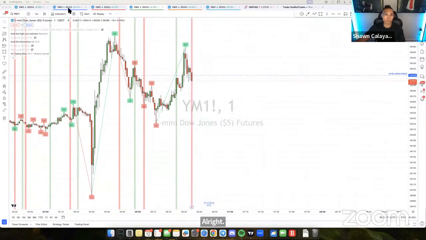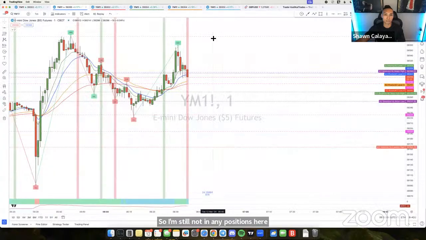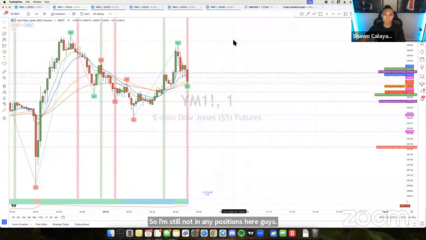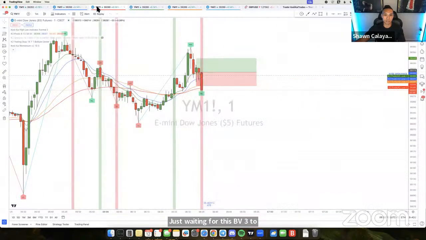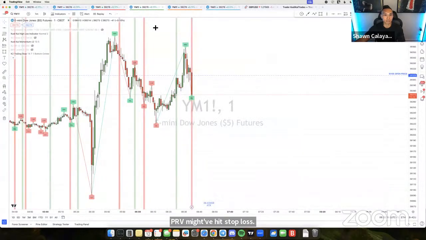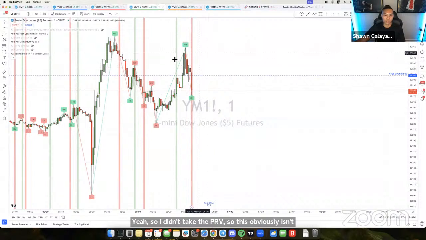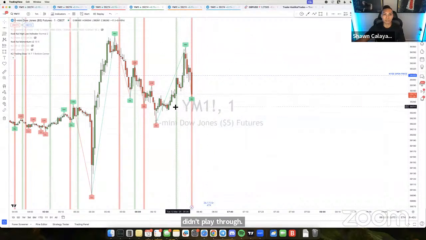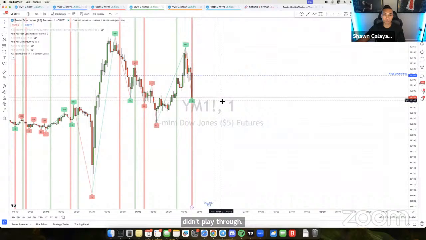So I'm still not in any positions here, guys. Just waiting for this BB3 to come up. Looks like the PRB might have hit stop loss. Yeah. So I didn't take the PRB, so this obviously doesn't count for me. But if anybody took it, unfortunately, it didn't play through. So hopefully this BB3 does play through. So whoever's taking both of the breakouts, it'll balance out to break even.